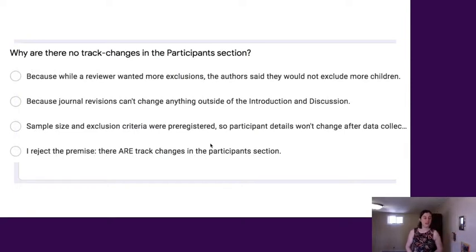Or, for example, I could ask, why are there no track changes in the participants section? And give a bunch of plausible responses. Only students who really understand the dialogue that happens between a reviewer and a researcher in trying to refine a method section so that it is reproducible at the prose level will be able to answer a question like this. In this case, the correct answer is that sample size and exclusion criteria were pre-registered, so these details weren't going to change even though a reviewer requested that they would.